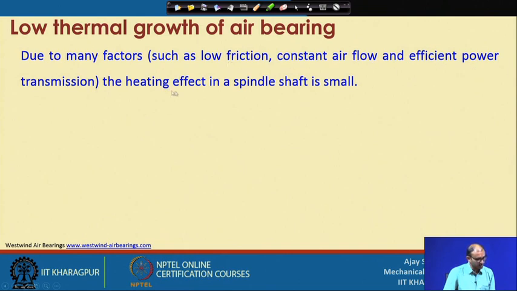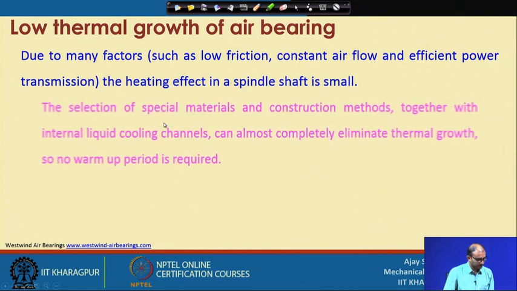So, what is happening here, that due to too many factors such as low friction, constant air flow and efficient power transmission, the heating effect in the spindle shaft is almost small, right. We are not getting friction, so no question of heat generation because of the friction. Constant air flow, so there is no variation in the air flow, otherwise air also creates some type of small scoring effect, but that is also not present. And efficient power transmission, because there is no physical contact. So, there is mostly no question of generating heat around an air bearing.